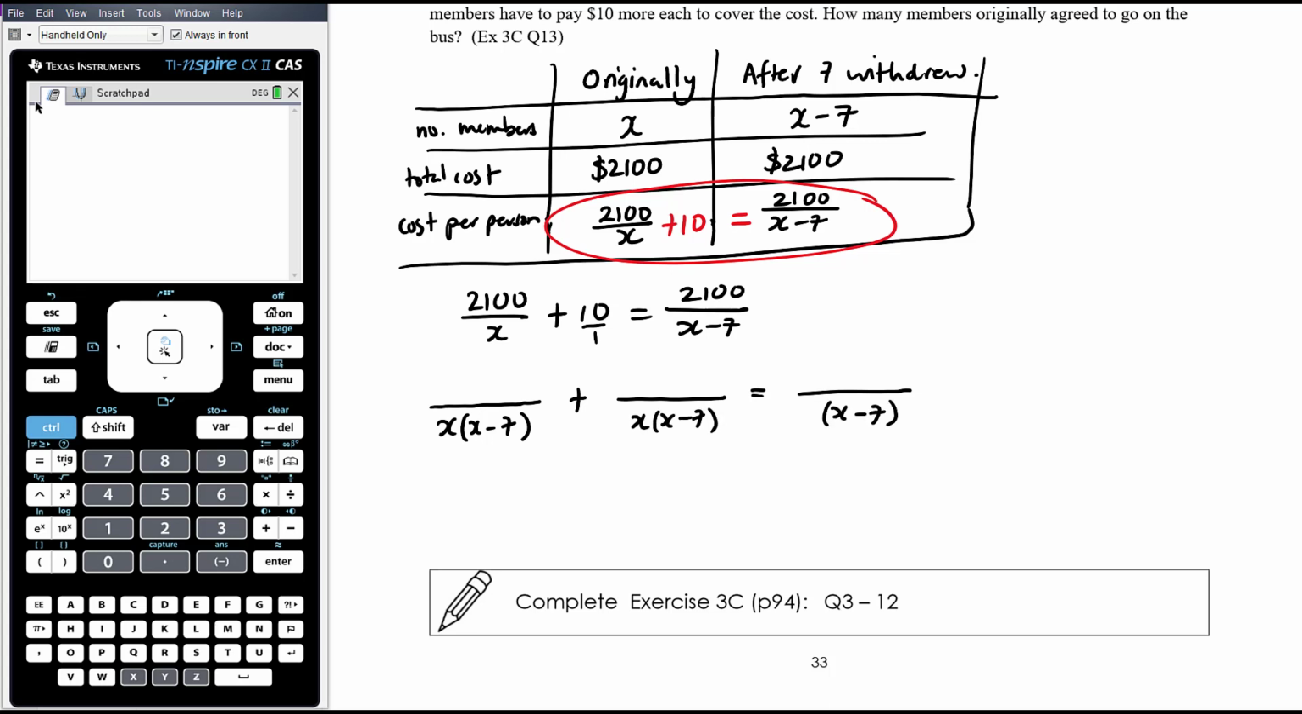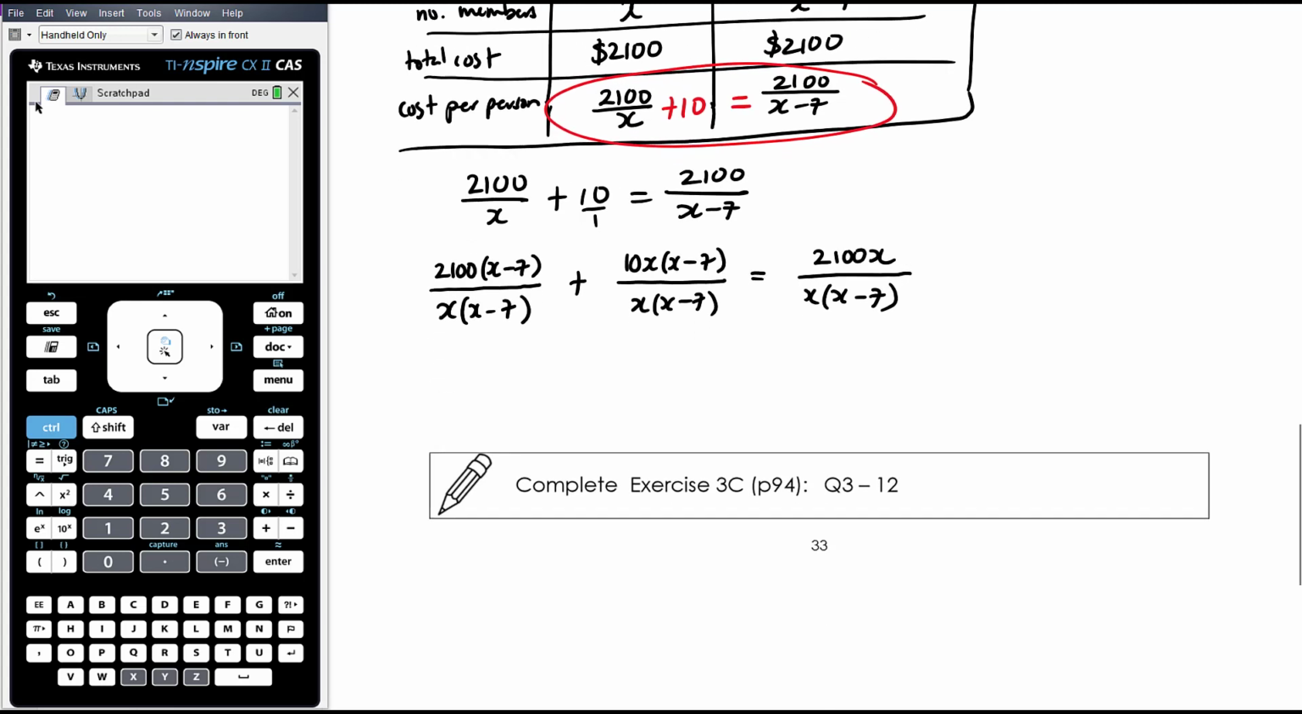We're going to write everything with that. Oops, x times x minus 7. So the first fraction we've multiplied by x minus 7, so we'll do the same to the numerator. The second fraction we've multiplied by both x and x minus 7, so 10x times x minus 7. And the third fraction, we've just multiplied the denominator by x. So now we can drop the denominators because we multiply everything by x times x minus 7, and we get 2,100 times x minus 7 plus 10x times x minus 7 equals 2,100x.